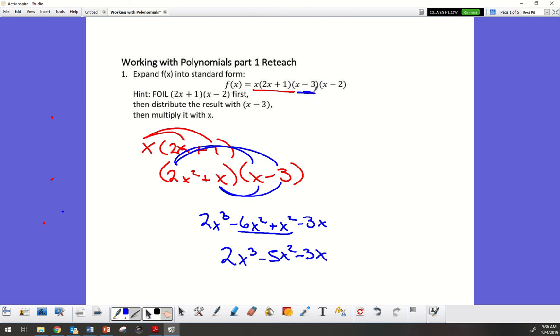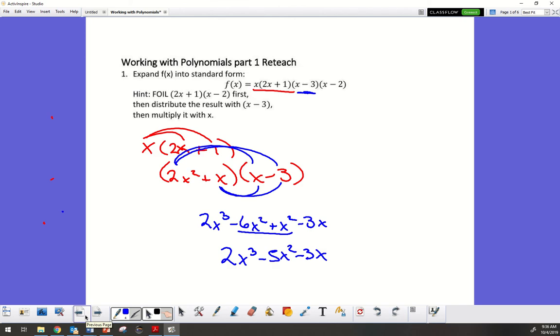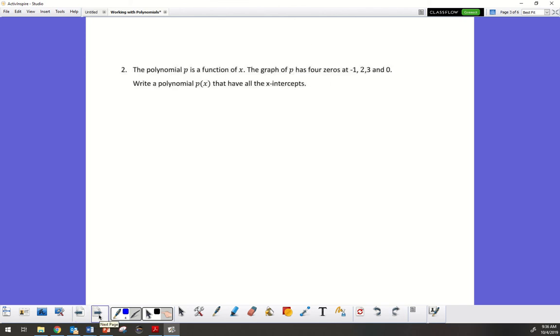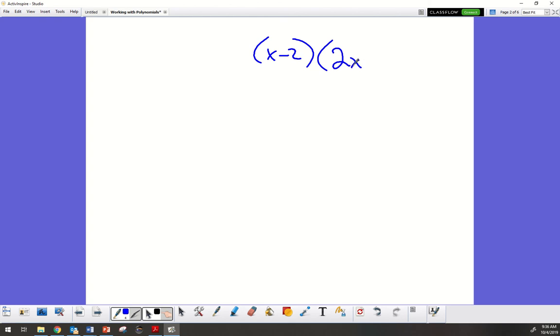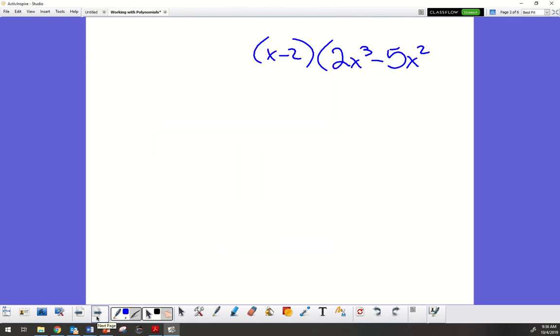And I still have the x minus 2 to do also, right? So I'm going to do the x minus 2. So insert page, because I want to show enough work right here. So I have the x minus 2. And what was the other one? So it was like 2x cubed, minus 5x squared, right? And what was the last one? Minus 3x. Okay, so this is the last one.